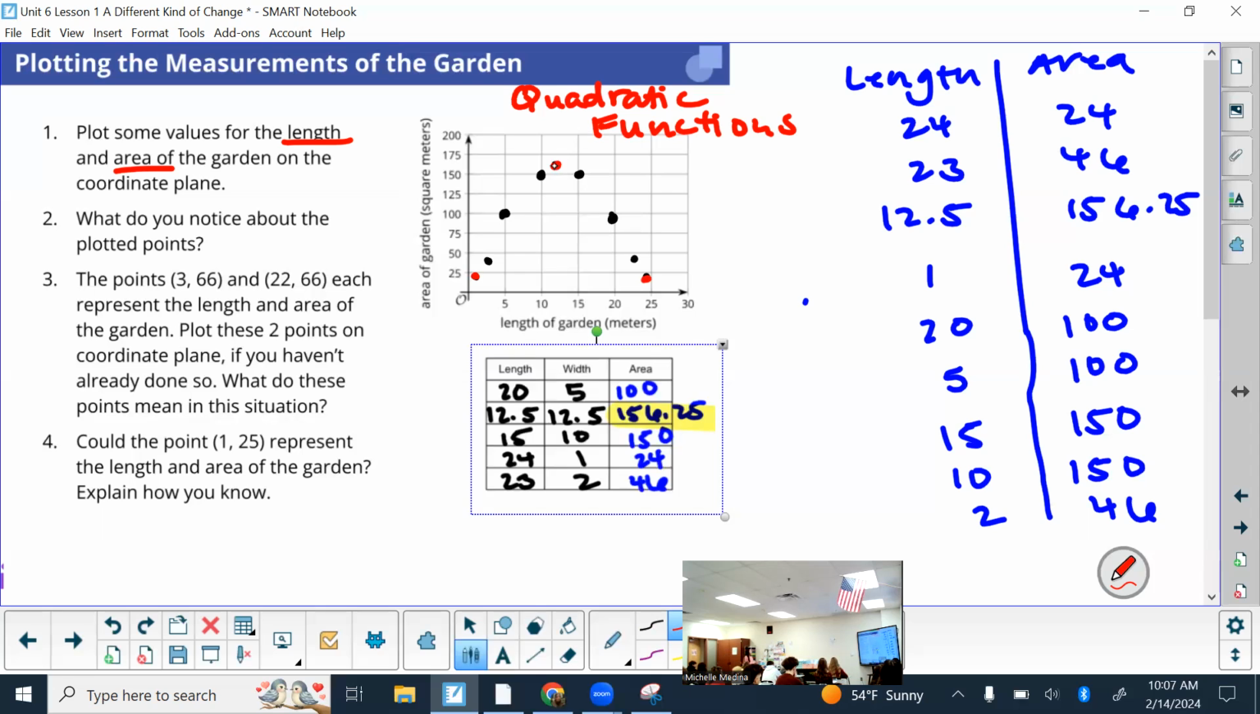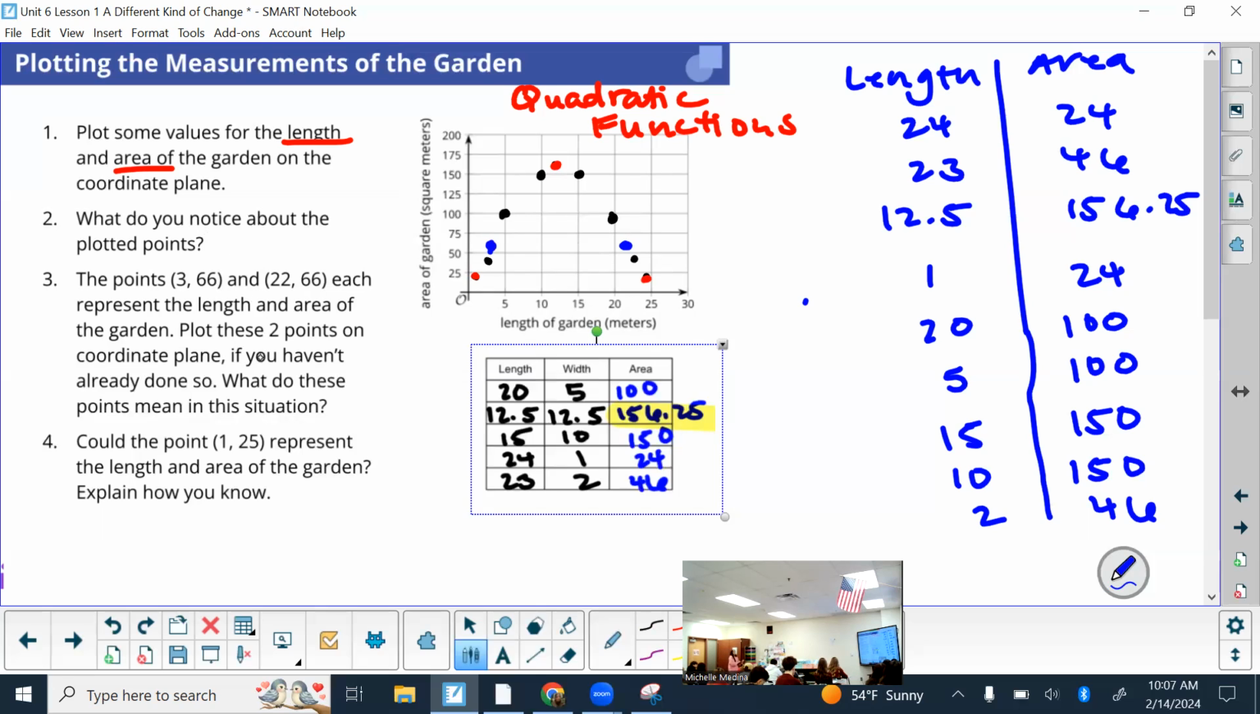Next question. The points (3, 66) and (22, 66) each represent the length and area of the garden. We're going to plot these two points right now, because we have not already done so, unless you did on your own. So 3, 22. Maybe if I move this dot over, it'll look nicer. It would be about here. And 22 up 66 would be about here. So do they still follow our archy, U-shaped pattern?